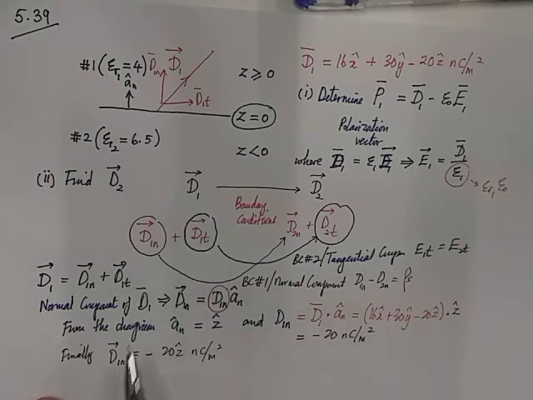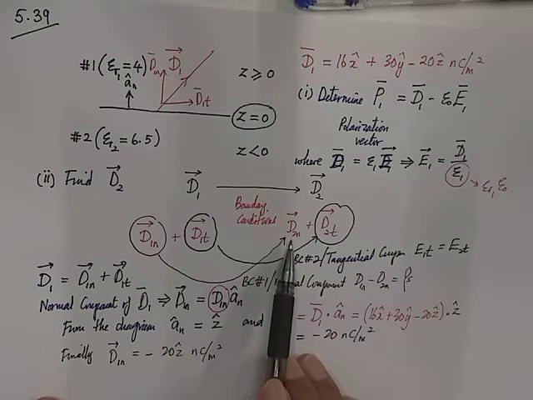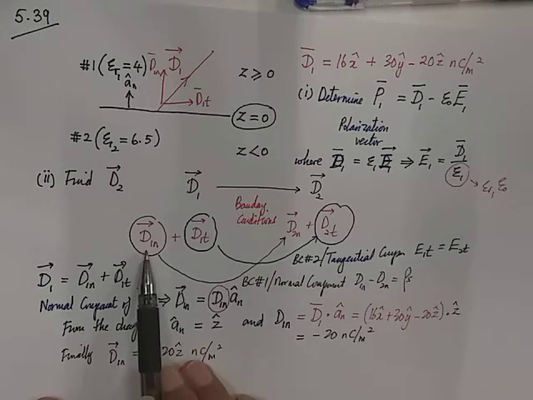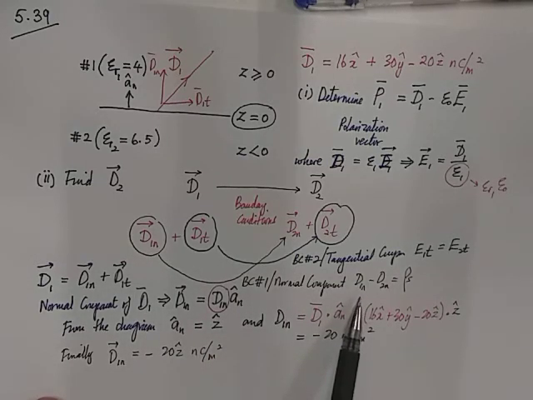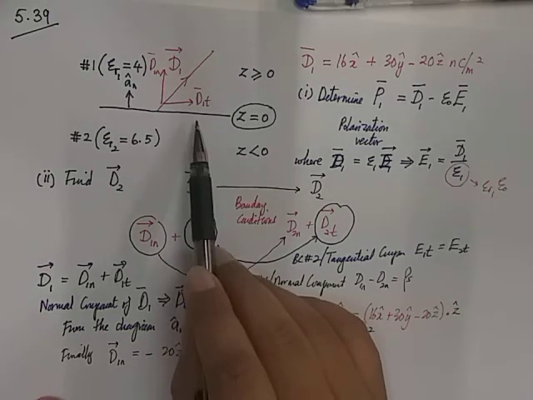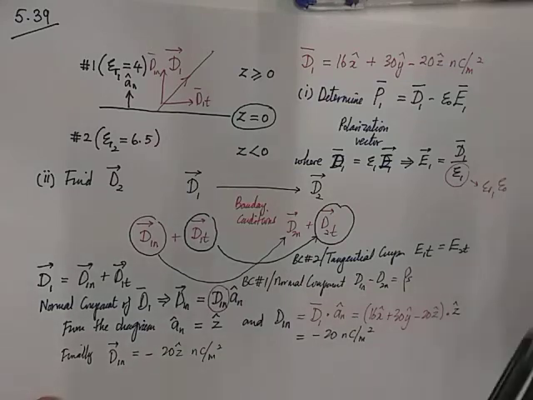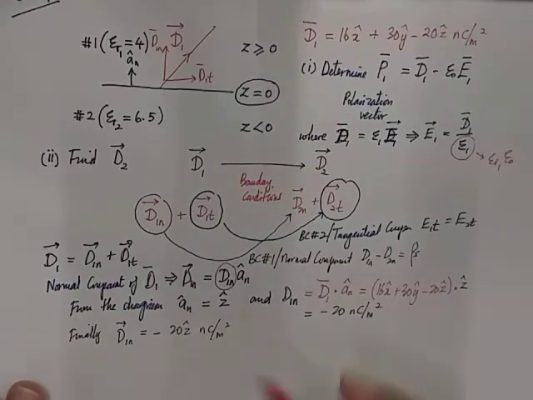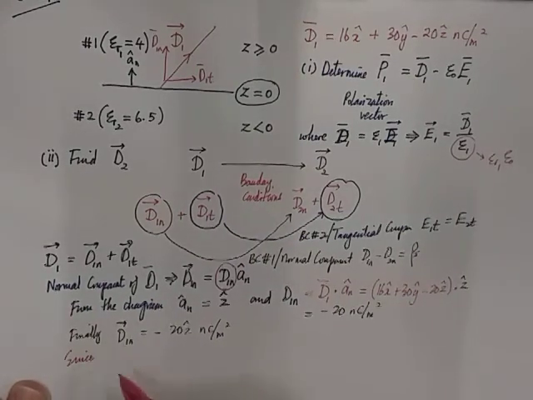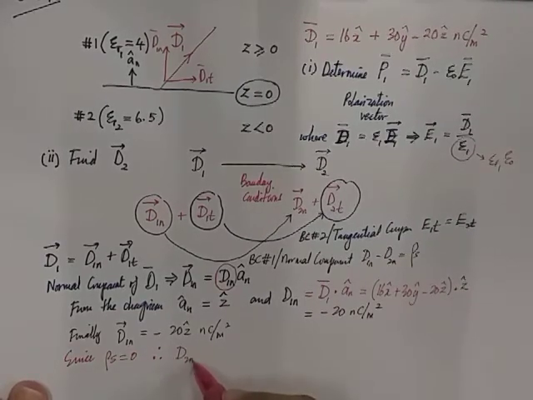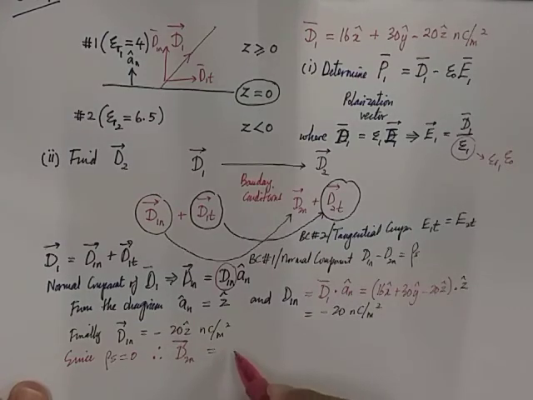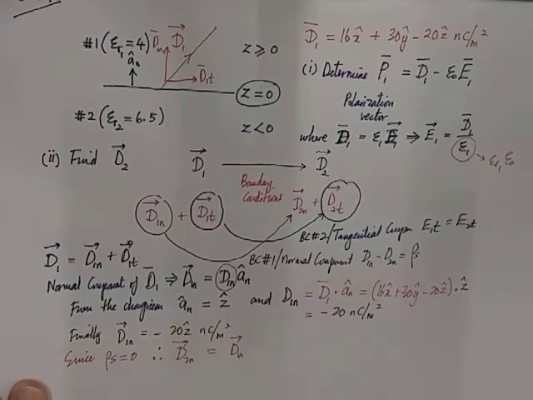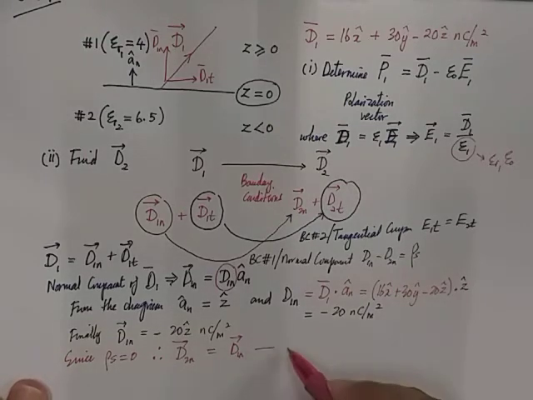Okay, so once we obtain D1N, we want to determine D2N. The D2N can be found from D1N using boundary condition number 1. But since in this problem there is no surface charge density, rho s is equal to 0. So I'm going to write it nicely now. Since rho s equals 0, therefore the D2N vector is equal to the D1N vector. So alhamdulillah, we have completed part number 1.